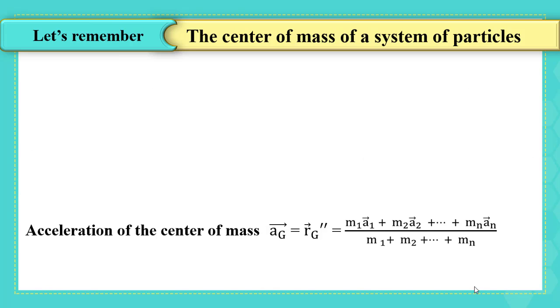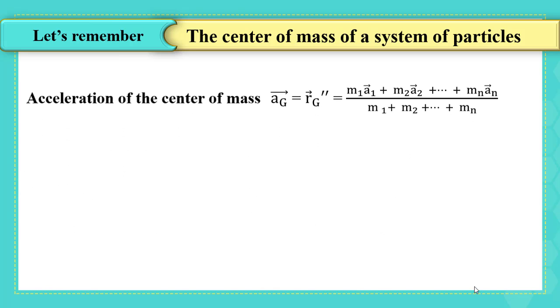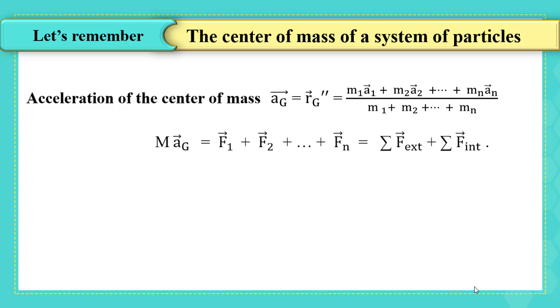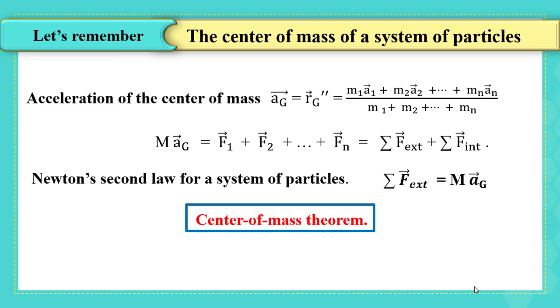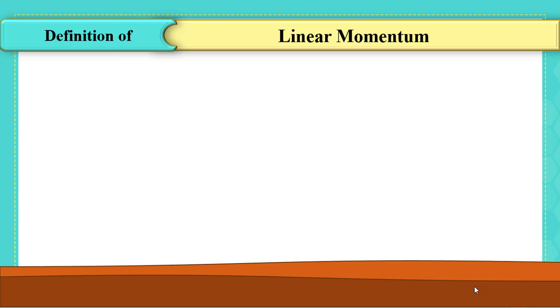over the total mass. Multiplying the sum of m1 plus m2 plus m3 with a vector gives for each m a the sum of a force according to Newton's second law on each particle. So m a g vector equals f1 vector plus f2 vector plus etc., which is the sum of f external plus f internal inside the system. Sum of f internal is given 0 by the principle of interaction, so Newton's second law for a system of particles is given by sum of f external equals m a vector g, and this is called the center of mass theorem.